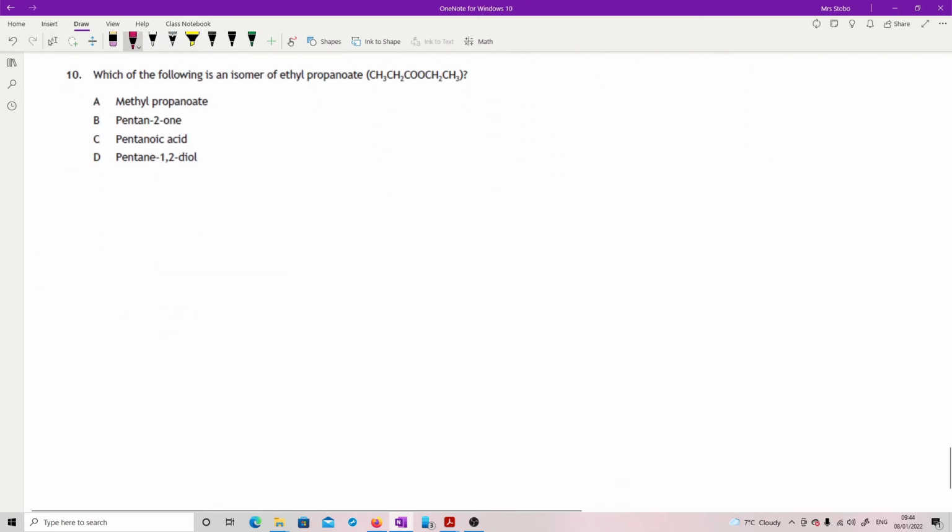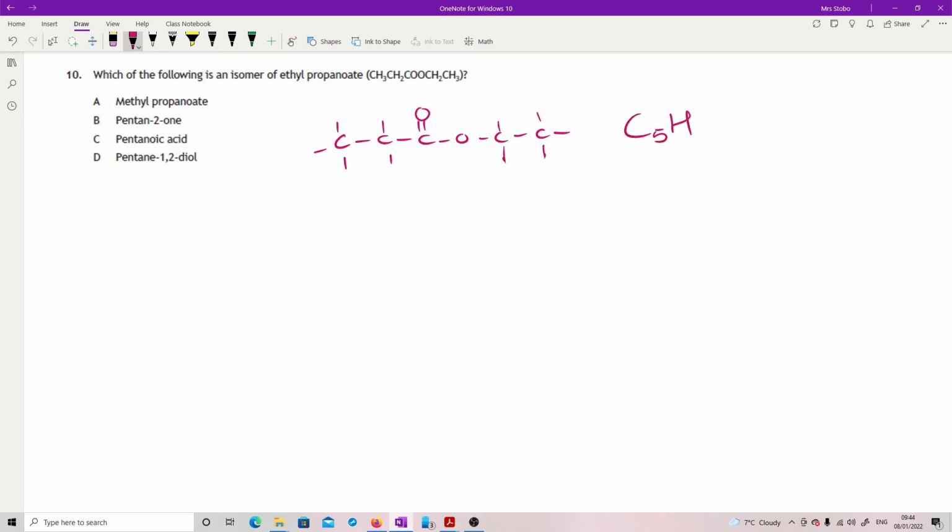And question 10, which of the following is an isomer of ethyl propanoate? Okay, you just got to do the work on this and just make sure you're happy with it. So what we're starting with is this. And I'm looking for something with the same molecular formula, but a different structural formula. Definition of an isomer. So what have I got here? C5H10O2. So I need something with the same as this.